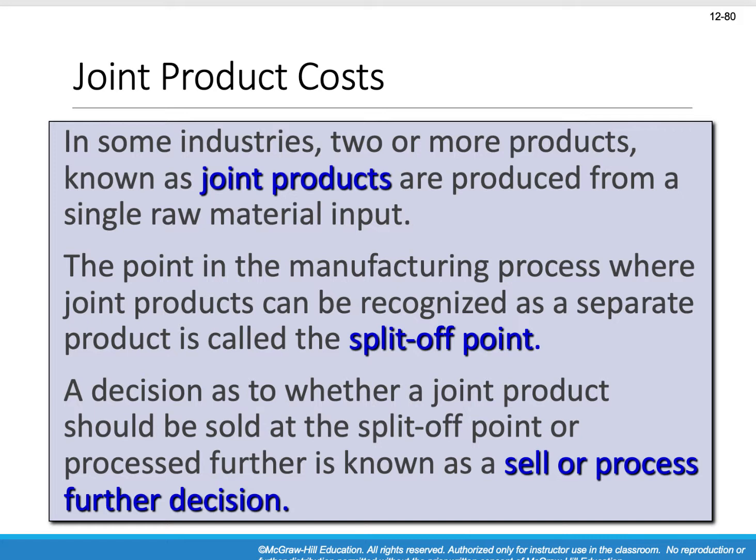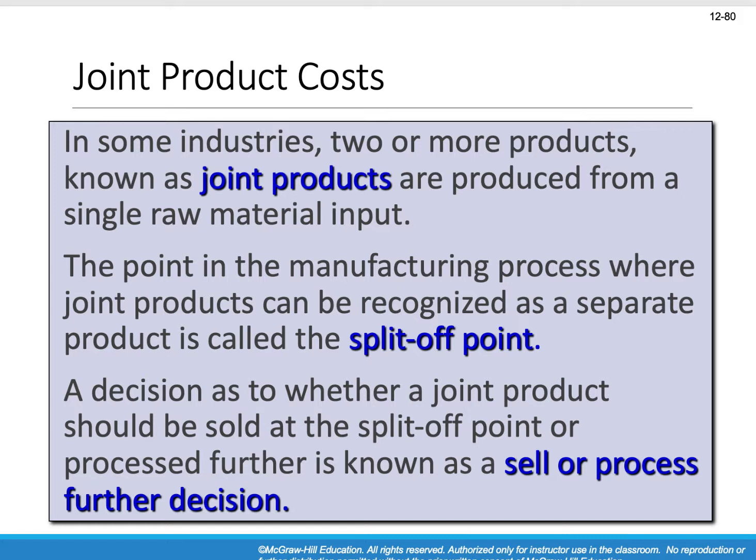Crude oil is another example, which we can process further and get other products from. So when we're thinking about joint product costs, we have two products that come from a single raw material. The point in the manufacturing process where the joint products can be recognized as two separate products is called the split off point.